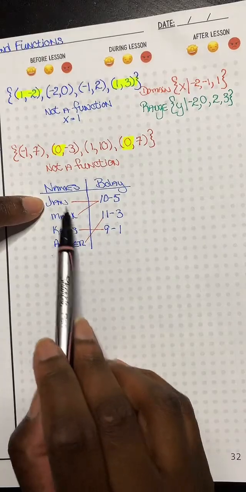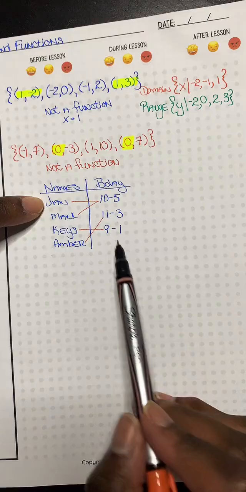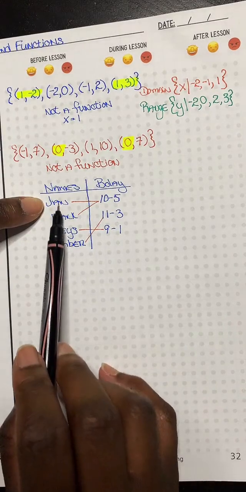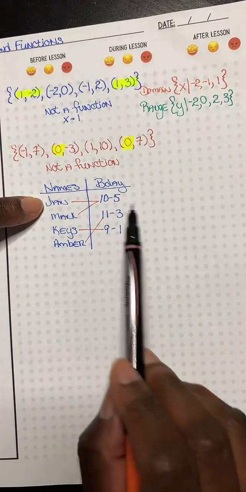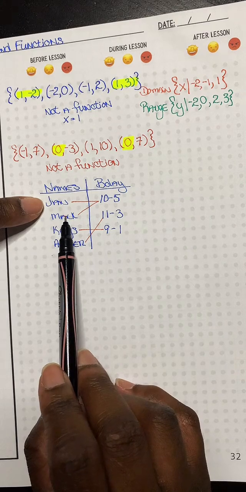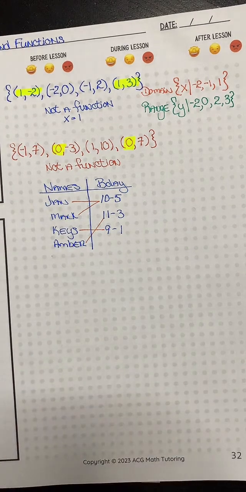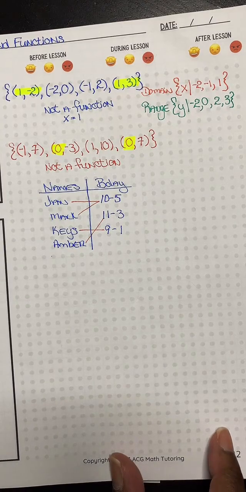So the X's cannot repeat because if you think of it, one person can't have multiple birthdays. But multiple people can have the same birthday. So the Y's can repeat, but the X's cannot. Okay, does that make sense? Okay. So sometimes putting it into a little bit of logic kind of helps it out a little bit.